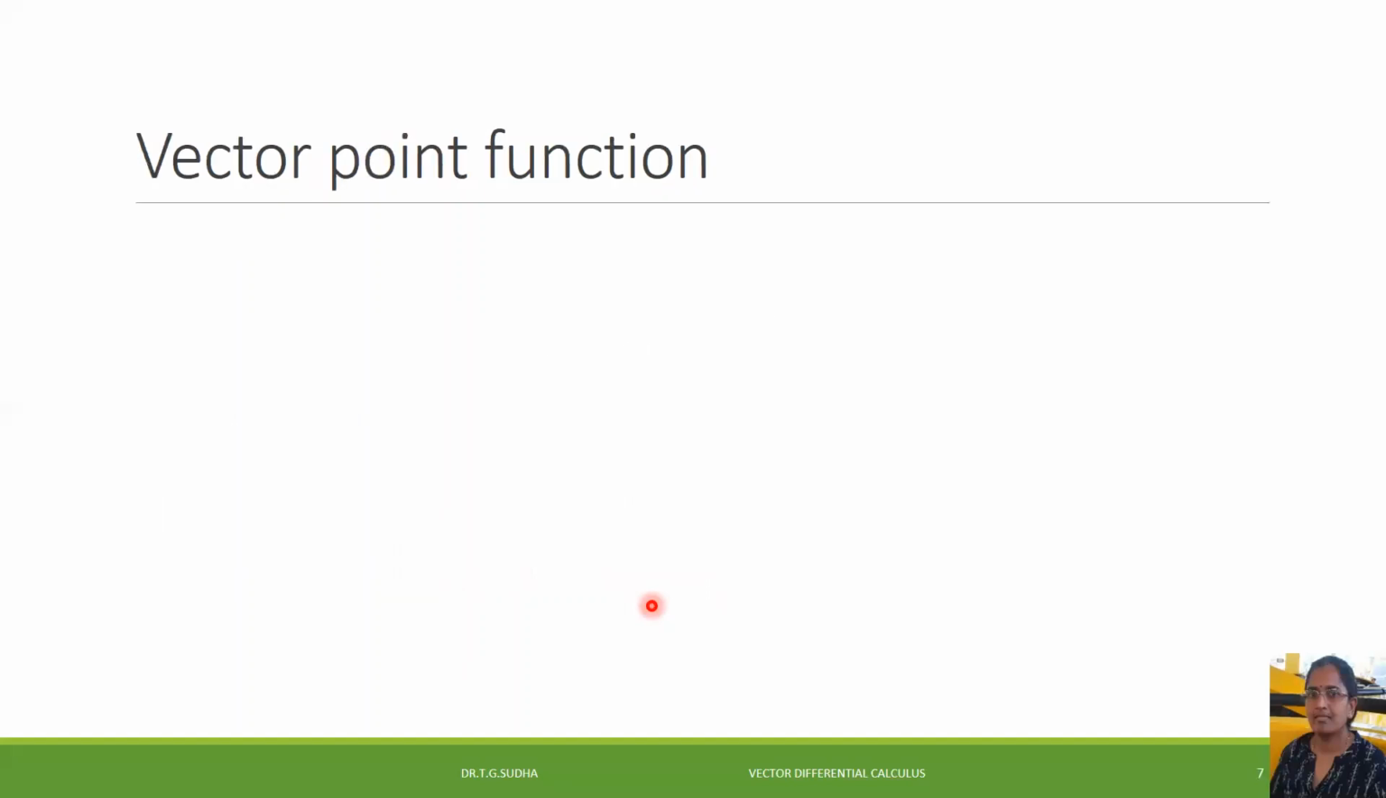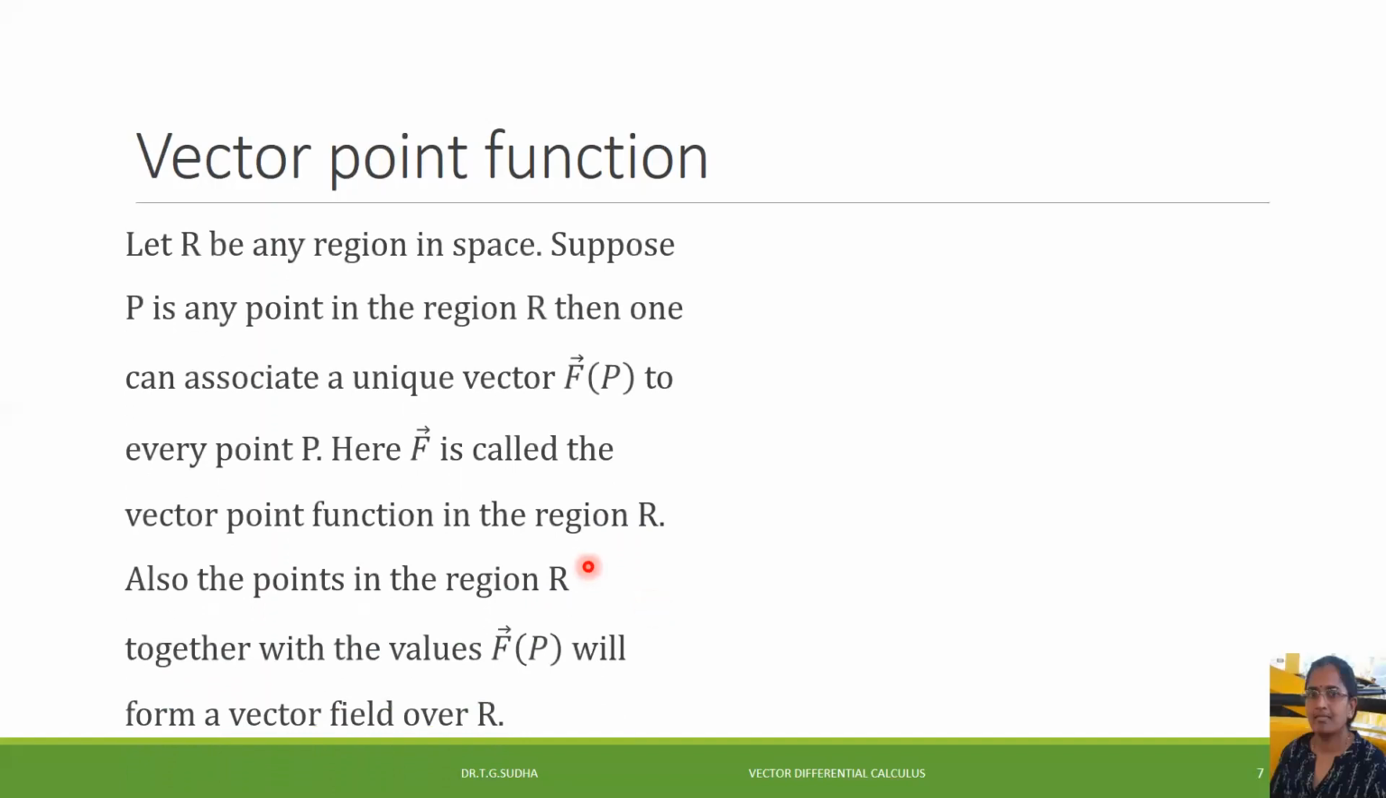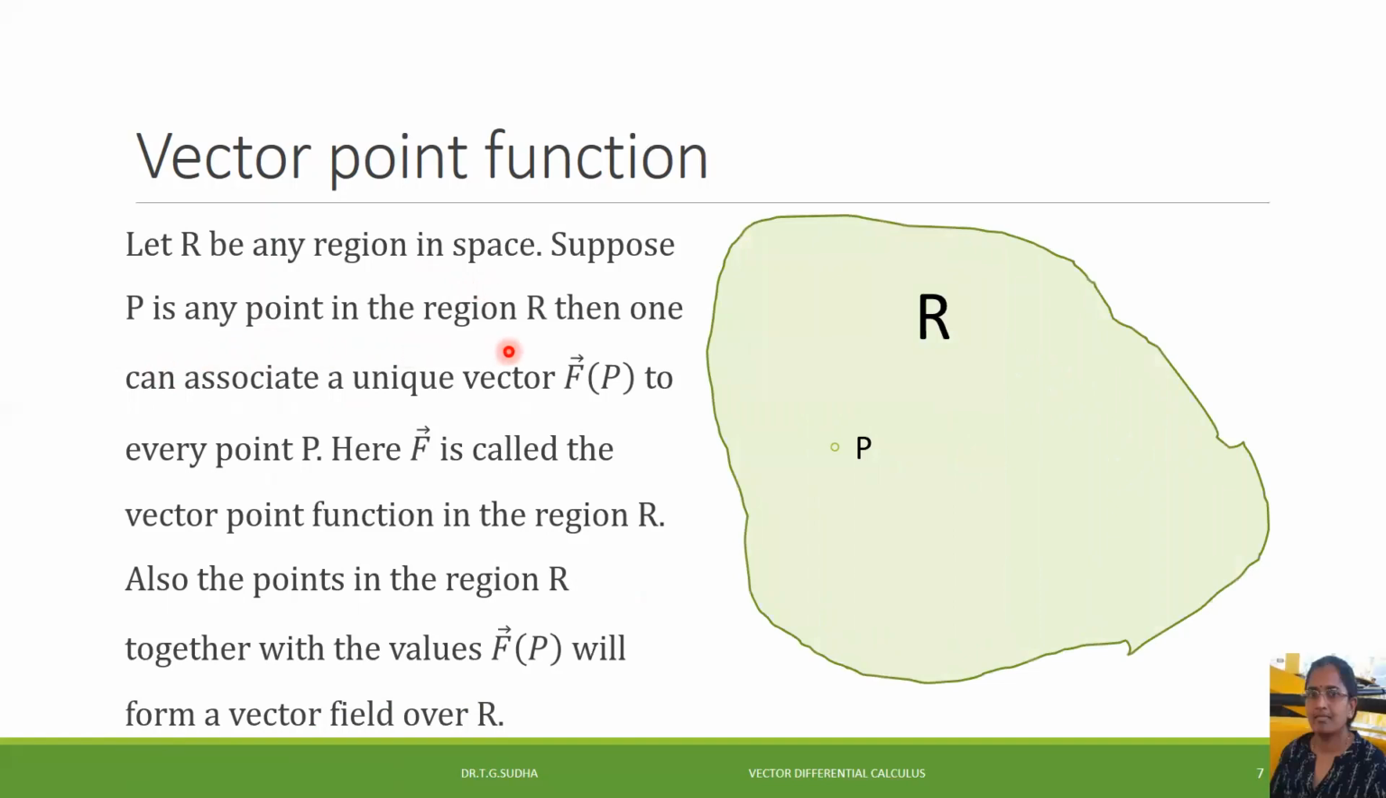Now let us see the definition of vector point function. Let R be any region in space. Suppose P is any point in the region R, then one can associate a vector f of P to every point in P. So if you consider a region R and a point P, we can associate a vector f of P to every point P. Here f is called the vector point function in the region R. Also the points in the region R together with the values f of P will form a vector field over R.